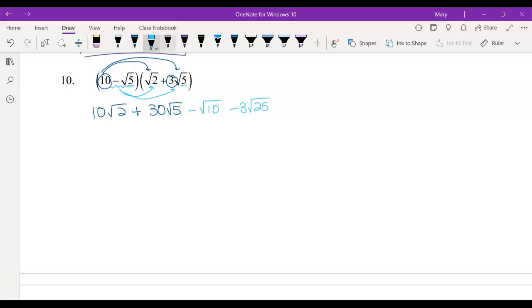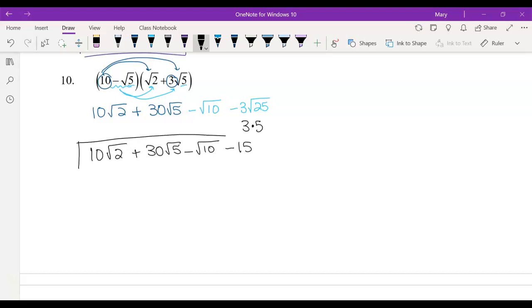At which point, the only simplification that can happen is that this last one here, 3 root 25, that is a perfect square. I know that is 5. So 3 times 5 is really that last term. So I can write it as 10 root 2 plus 30 root 5 minus root 10 minus 15. There are no radicals that are the same, and there's nothing else that simplifies or breaks down, so we can't combine anything. This is just our final answer.